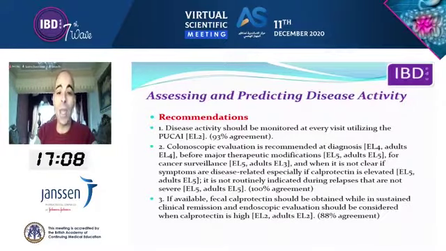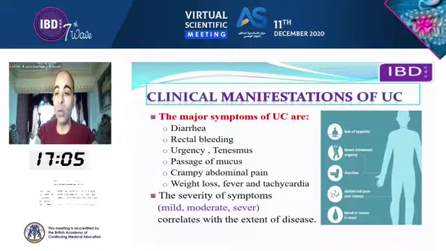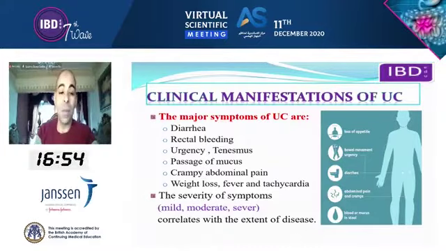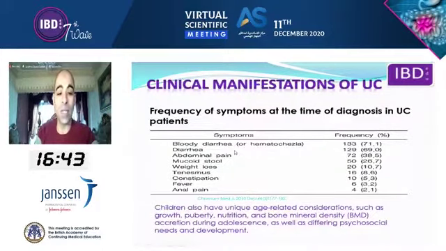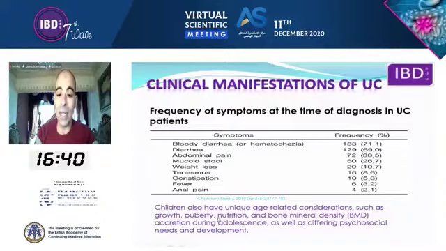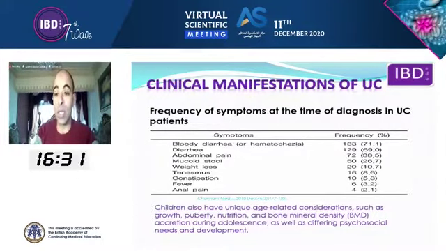Clinical manifestations of UC, as we know, are diarrhea, bloody diarrhea or rectal bleeding, urgency, tenesmus, mucus per stool, crampy abdominal pain, weight loss, fever, and tachycardia. The severity of these symptoms is very important, mild, moderate, or severe, which correlates with the extent of disease and will affect the management of my patient. This is the frequency of symptoms, with the most common being bloody diarrhea or hematochezia. Children also have unique considerations compared with adults, like puberty, growth, nutrition, bone mineral density, and also the psychological effect on children and their families.